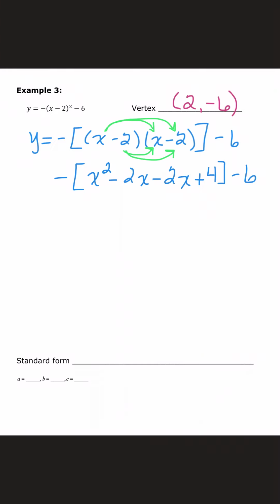So we can do a couple of things here. We can combine the like terms inside the brackets first, or we can go ahead and distribute the negative sign. I think I want to combine the like terms inside first. Okay, so we still have the negative sign. I'm going to change this to parentheses with x squared minus 4x plus 4, and then of course the minus 6.